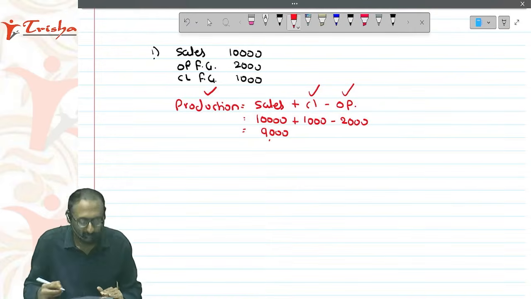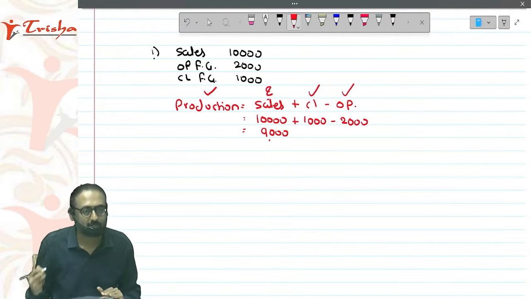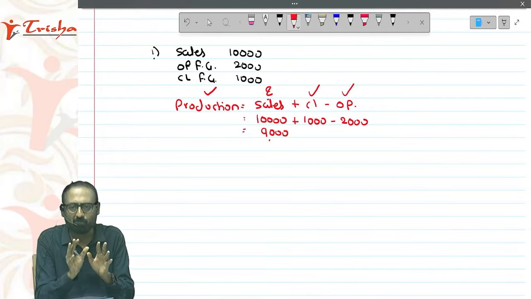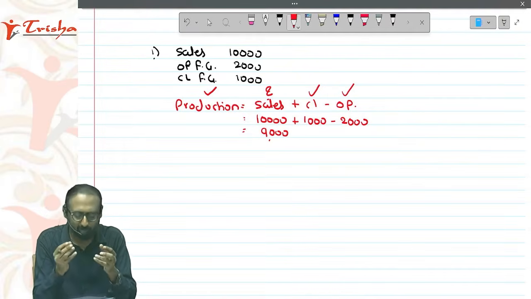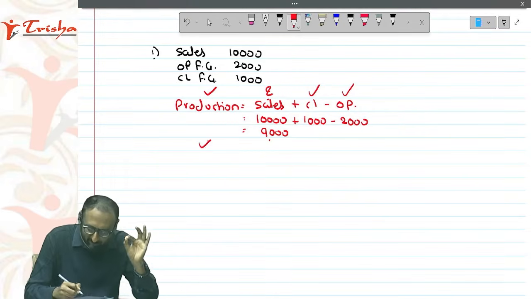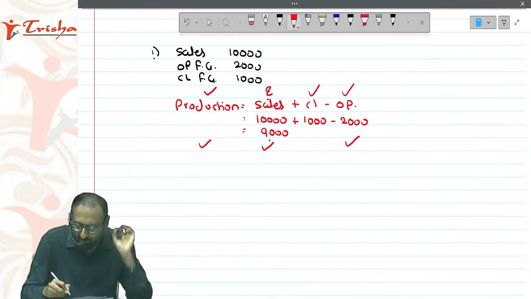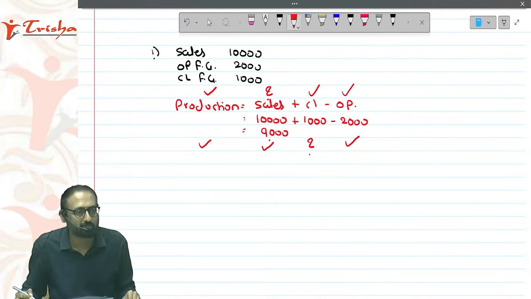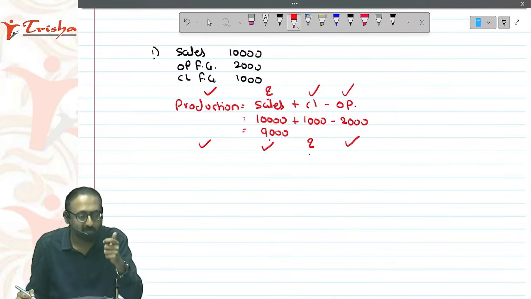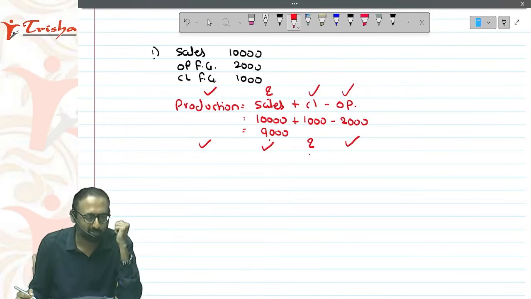Guys, the same formula is applicable if production is given in the question, closing stock is given, opening stock is given, and sales is the question mark. Some shifting will be there, and you will find the sales. The same format applies if production, sales and opening stock are given, but closing stock is the question mark. In every question, the first working note should be your production quantity, sales quantity, closing stock quantity or opening stock quantity, if it is not directly given.